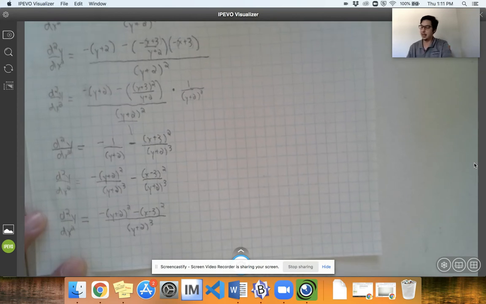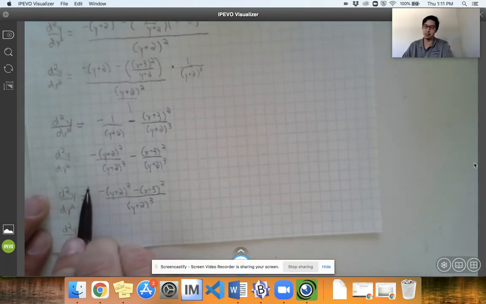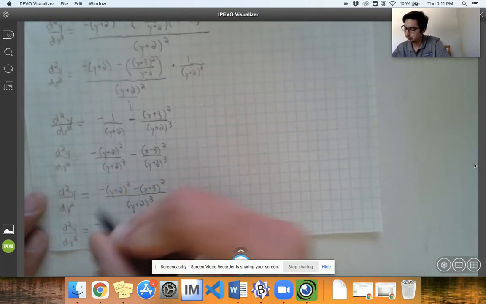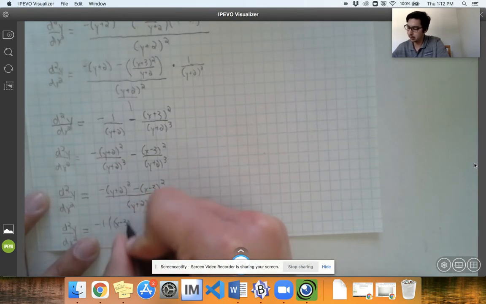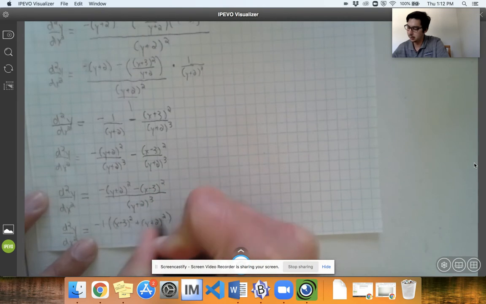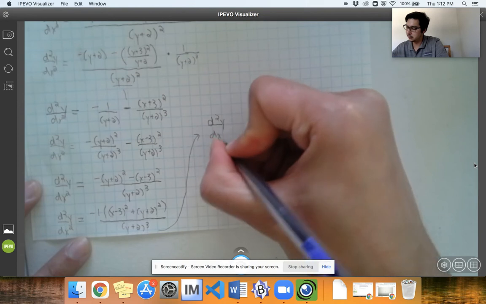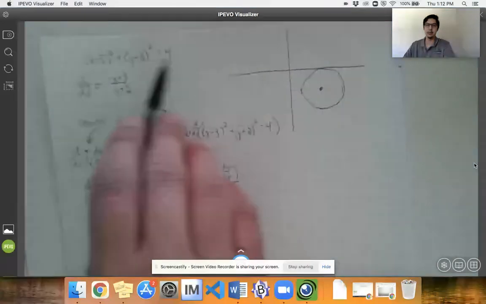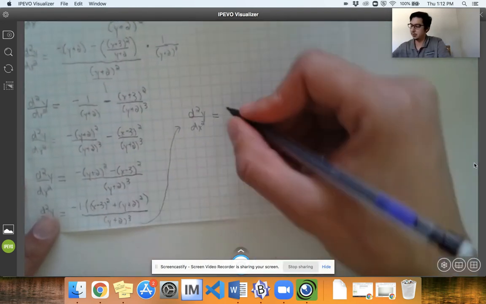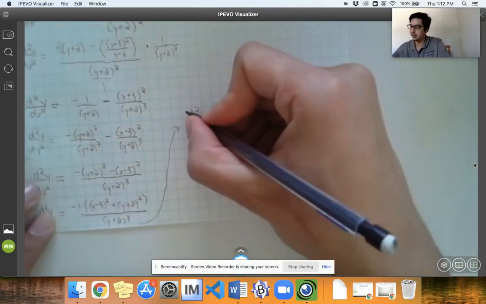Now, a little neat fact is if I keep going, d²y/dx², I could rewrite this. If I factor out a negative 1 on top, I could write this as negative, x − 3 squared plus y + 2 squared, all over (y + 2)³. In which case, take a look at this. The second derivative is going to become (x − 3)² + (y + 2)², where that was equal to 4. So all of that just becomes 4. So you have negative 4 over (y + 2)³. And there is our second derivative.